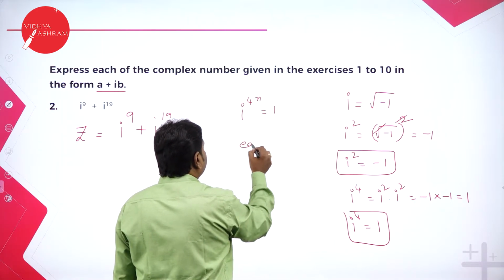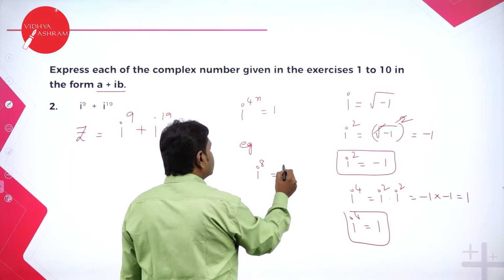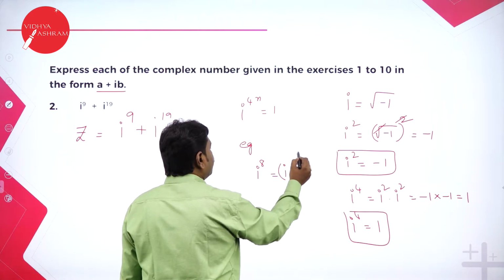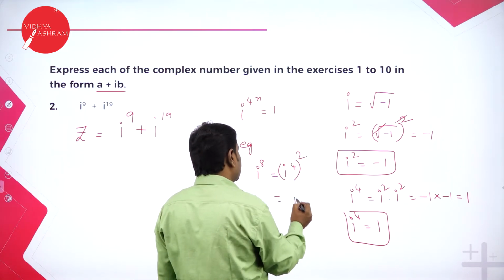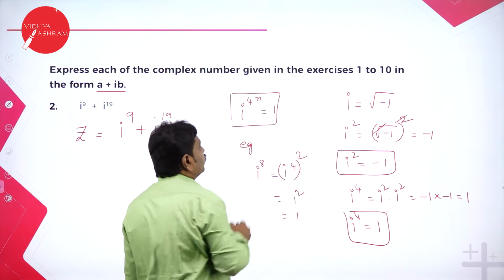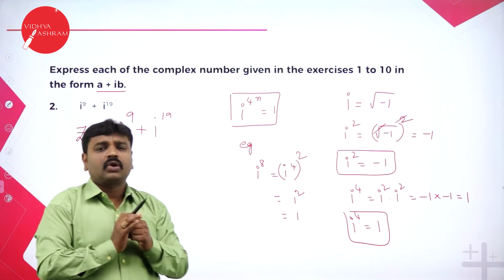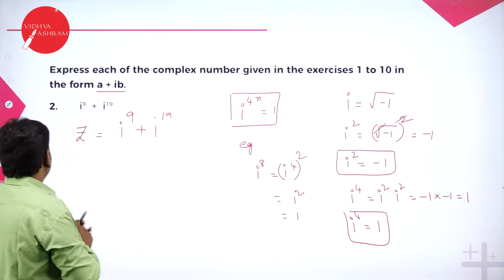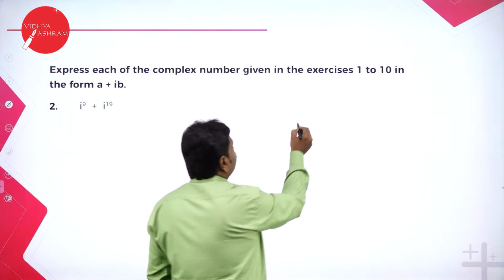For example, if I take i power 8, can I write i power 8 as i power 4 whole square? Law of indices, a power m whole power n. So you know i power 4 is 1, square is 1. So that's why i power 4 multiples are 1. So many things I wrote. Take a notebook and pen and make a note of this shortcut. So I derived all. Now we don't waste our time on deriving all these things. So remember these shortcuts.